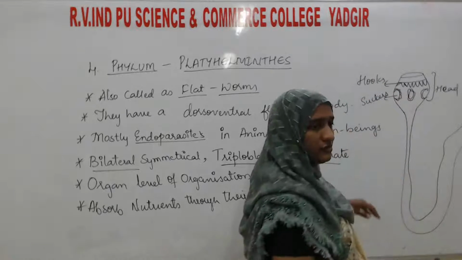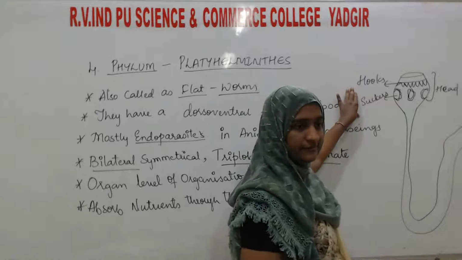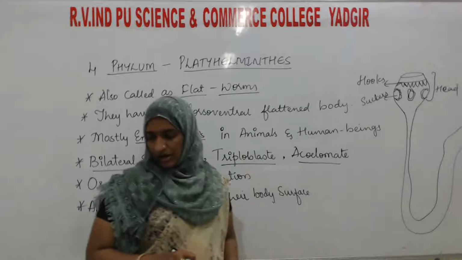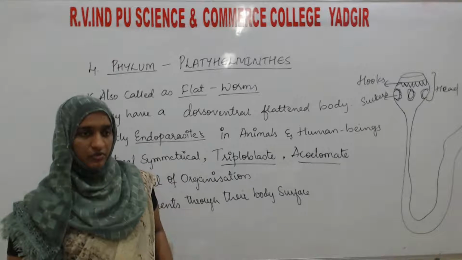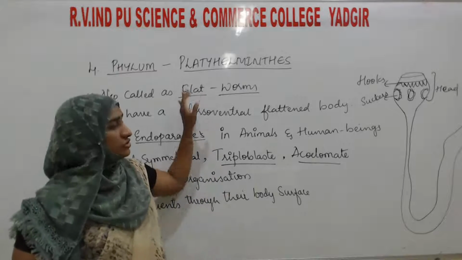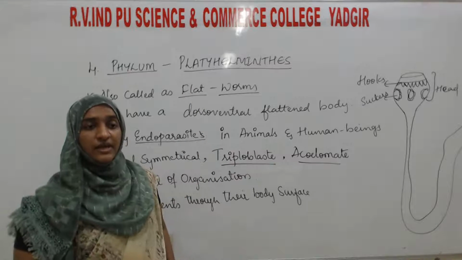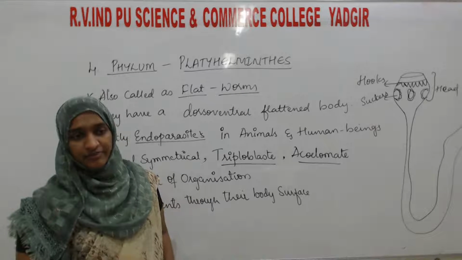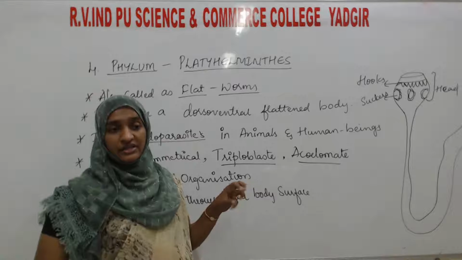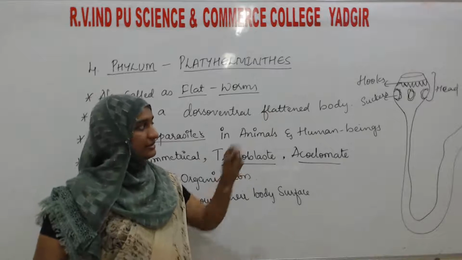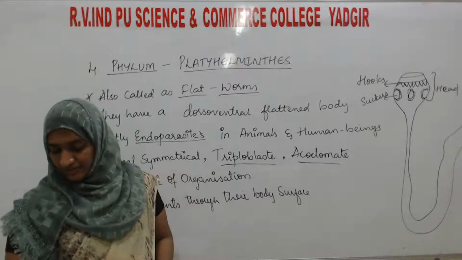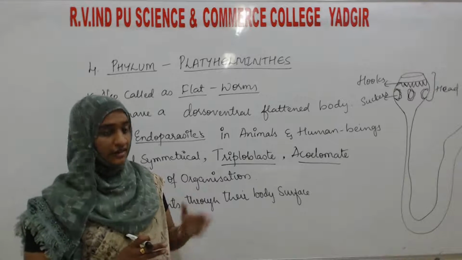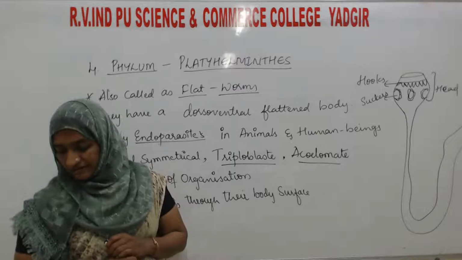So these hooks and suckers, whatever forms or animals belonging to the phylum Platyhelminthes have the hooks and suckers, they will become parasites. Because for attachment inside the body, they require such structures, that is the hooks and suckers. So some of them absorb nutrients from the host directly through these hooks and suckers.